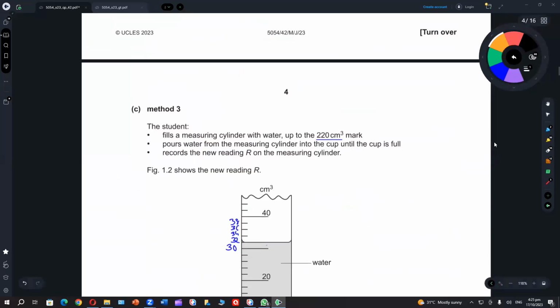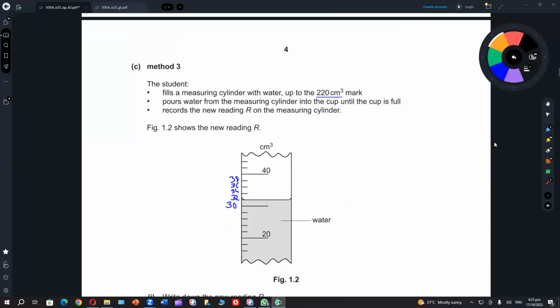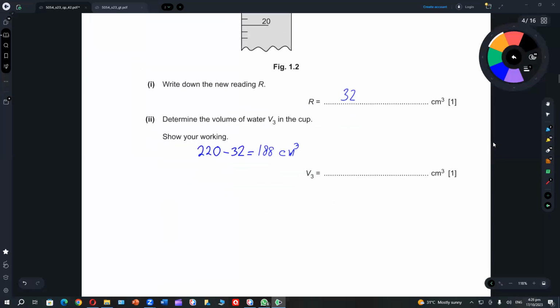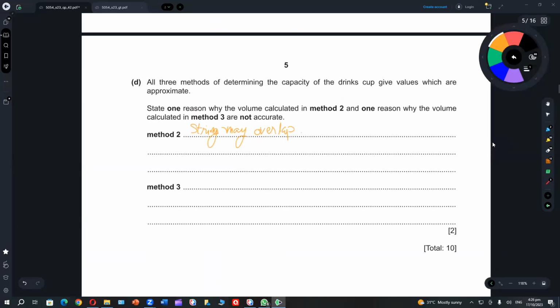Method 3. The student fills a measuring cylinder with water up to the 220 cm cube mark. Pours water from the measuring cylinder into the cup until the cup is full. Maybe in this method, when you are transferring liquid from the cylinder to the cup, some water spills. This is a common thing. When you transfer a liquid from one to other, water may be left in the measuring cylinder. Right. Maybe the cup is not perfectly full. So there are many possible things here.